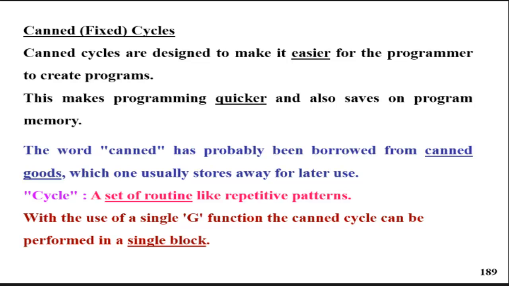Normally a canned cycle starts, like any CNC statement, with the G code function. And it can be a single block or more than a single block, but it is almost always a single block. And within that block, we store a certain amount of routines or a group of instructions.